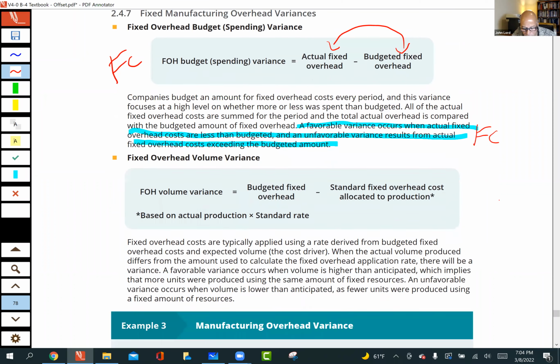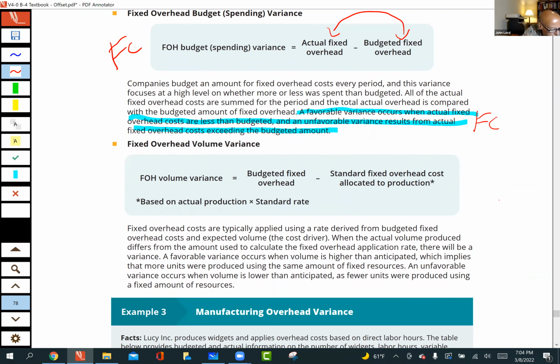And then for the volume variance, again, I want you to flashcard this. I want you to flip these. I want you to put the standard fixed overhead cost allocated to production, and that's based on the actual amount of production. Put that first and then put the budgeted next. So I guess here we are kind of putting the actual applied or allocated first. So in a way we are putting the actual first versus the budgeted.